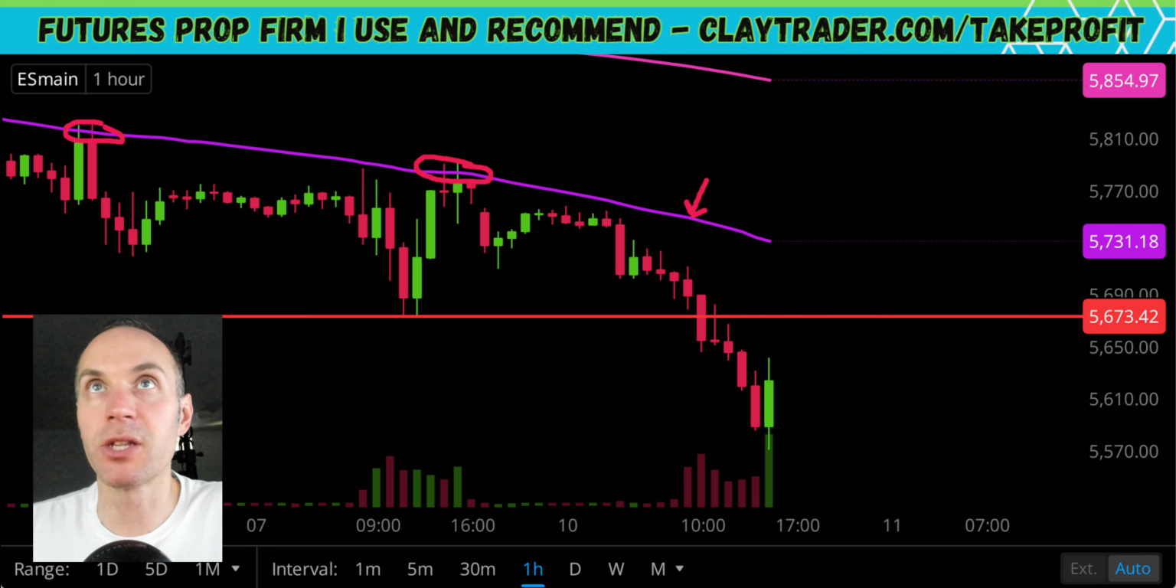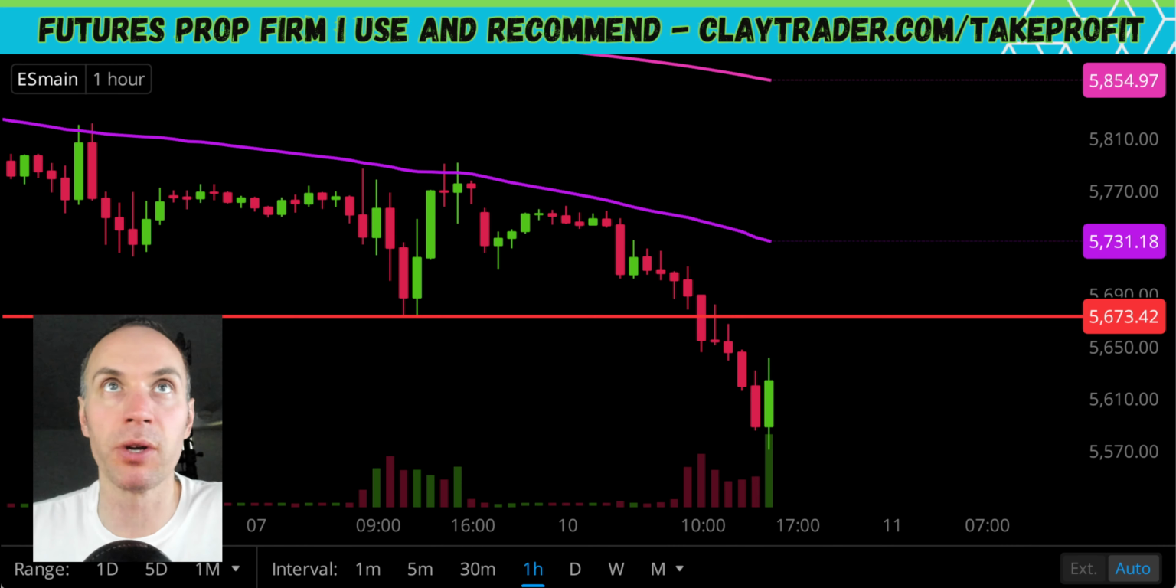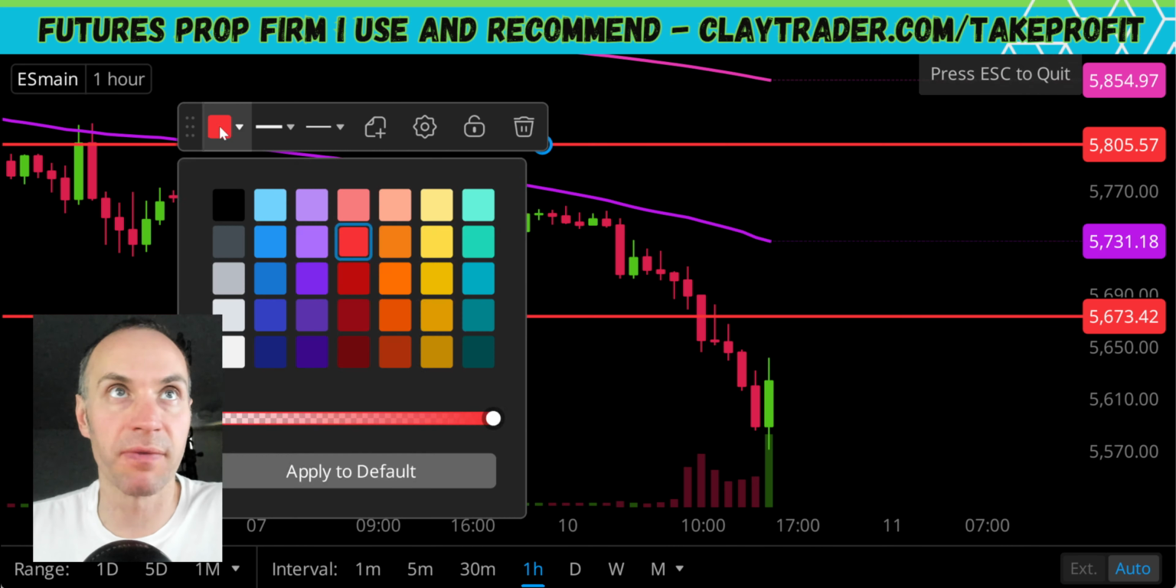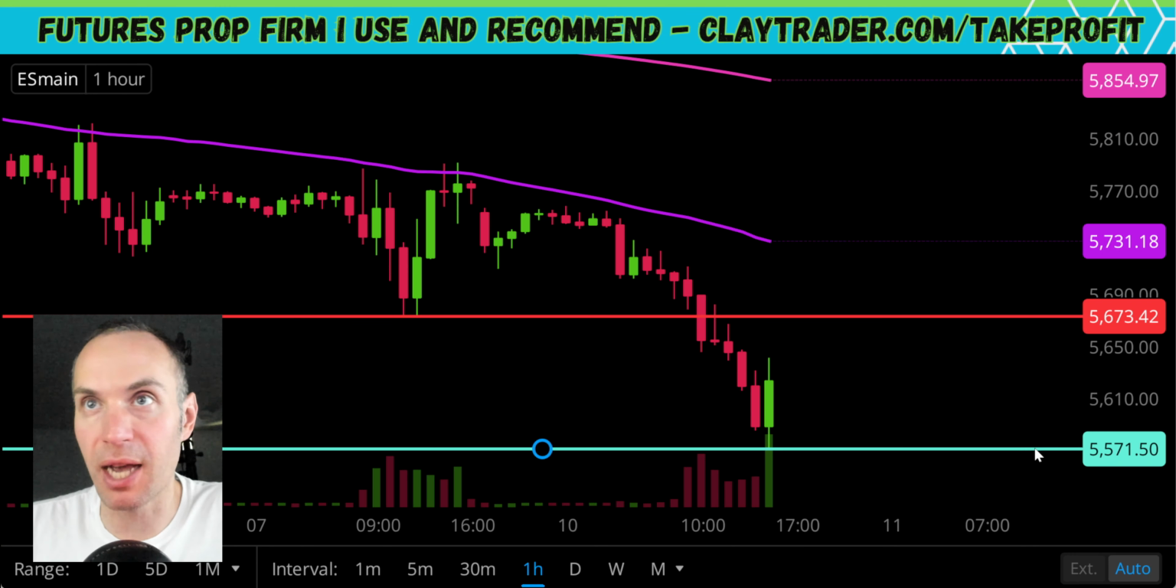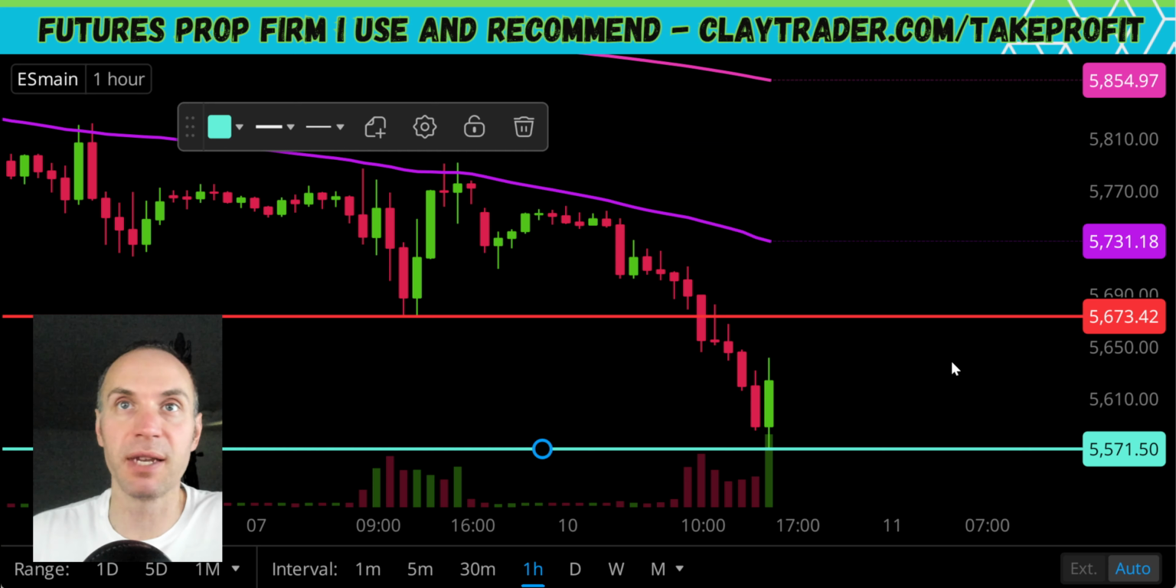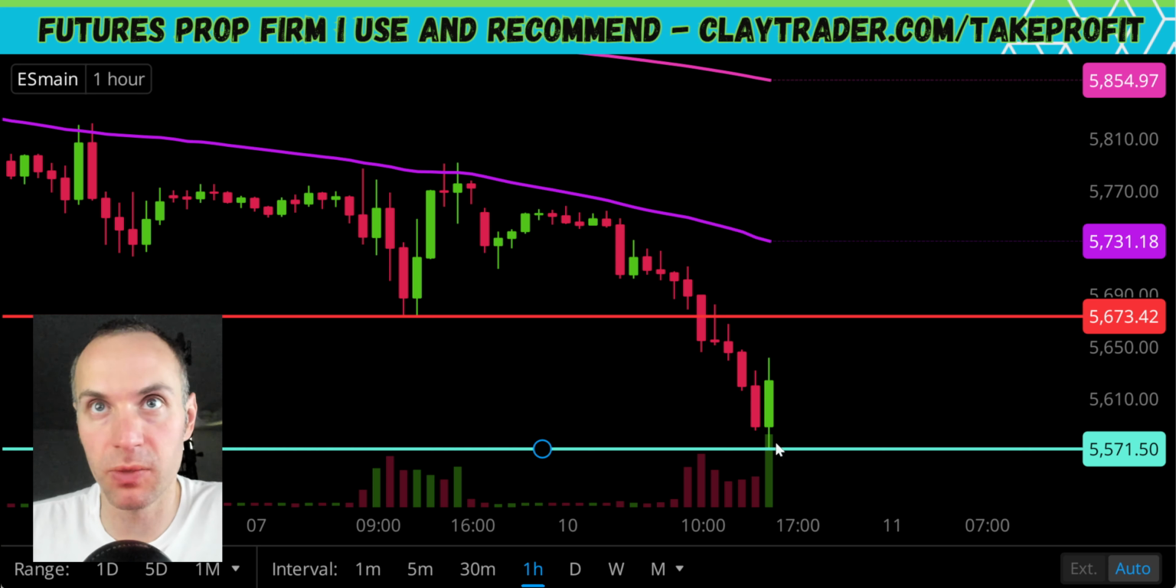And then finally, in terms of areas of support, no need to overcomplicate this. Just ask a very basic question. Where did the bleeding finally stop today? And the bleeding finally stopped right down there at 55.70. So for that reason alone is what I would consider the main area of support heading into the next session.